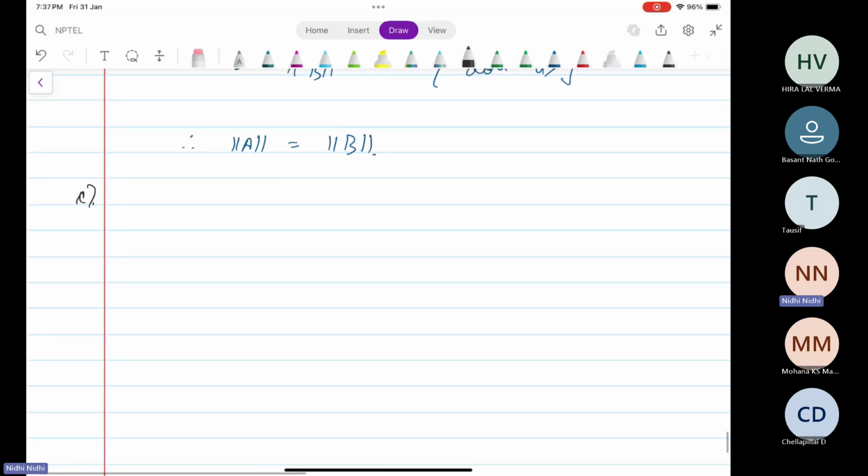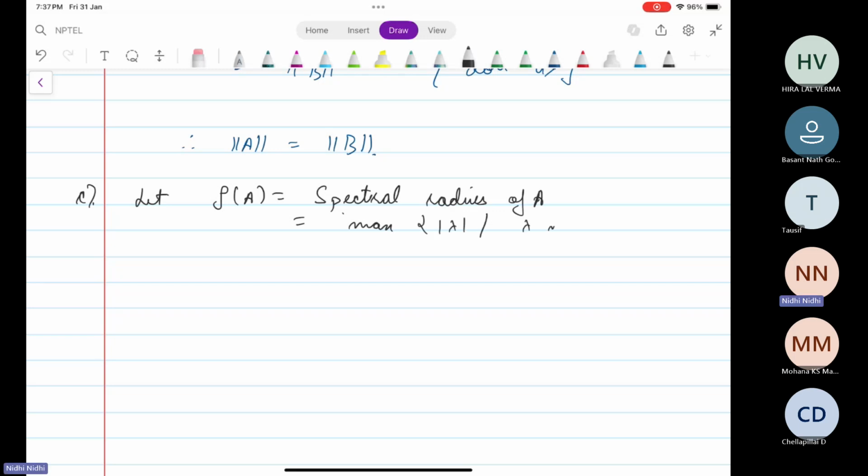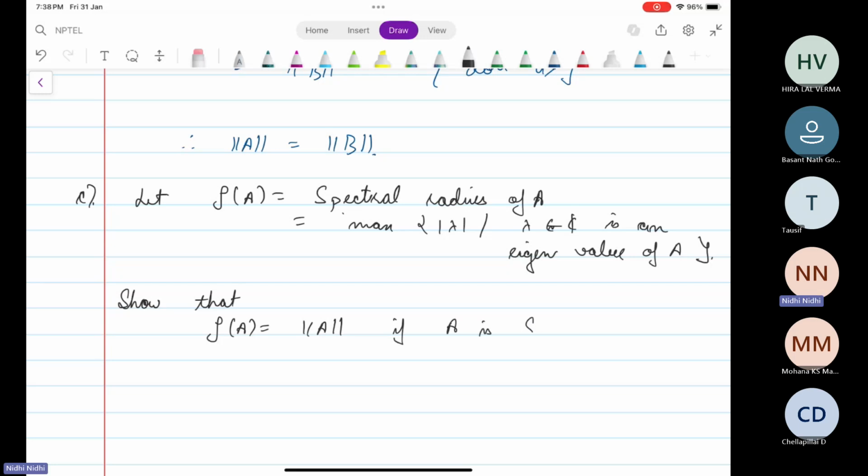It's part C. Let rho A be the spectral radius of A, which is the maximum of modulus lambda, where lambda in C is an eigenvalue of A. So the maximum absolute value of the eigenvalues of A is called its spectral radius. So that rho A is equal to the operator norm of A if A is symmetric.